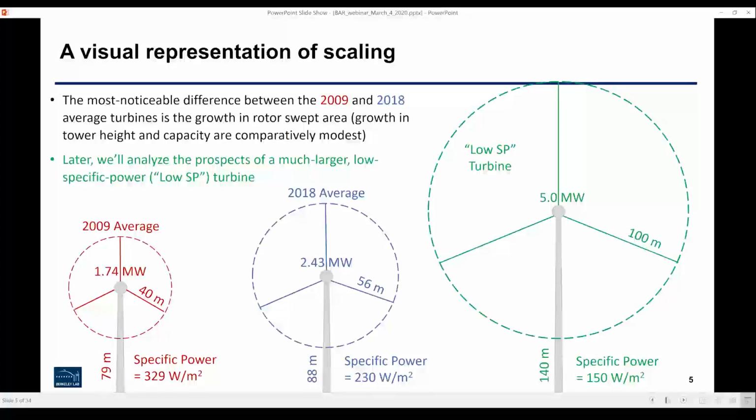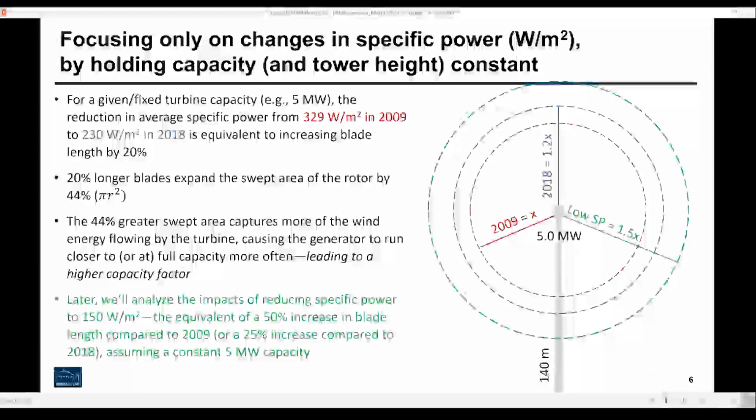Which raises the point that there are obviously several different parameters changing among these 3 turbines, including tower height, capacity, rotor diameter, and hence also specific power. But on this next slide, I want to focus specifically on changes in the rotor and hence changes in specific power, since that's primarily where we focused our analysis.